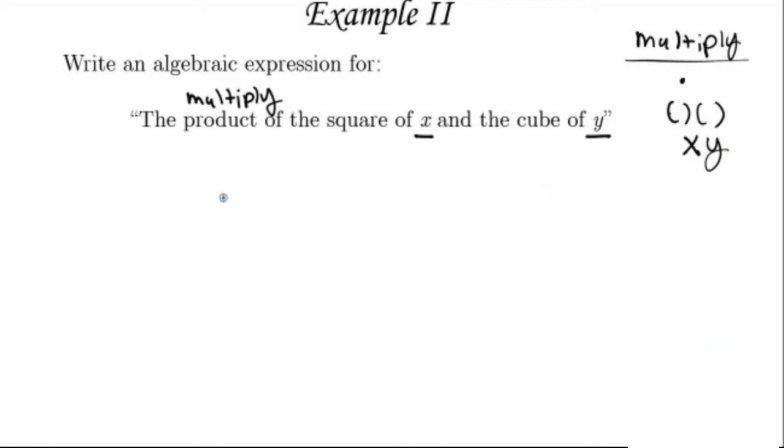Okay, so I have the product of the square of x. That's telling me I'm going to take x and I'm going to square it times the cube of y. Y cubed. So this is x squared times y cubed. Or I could have even just left the dot out and written it as x squared y cubed with no dot in between.